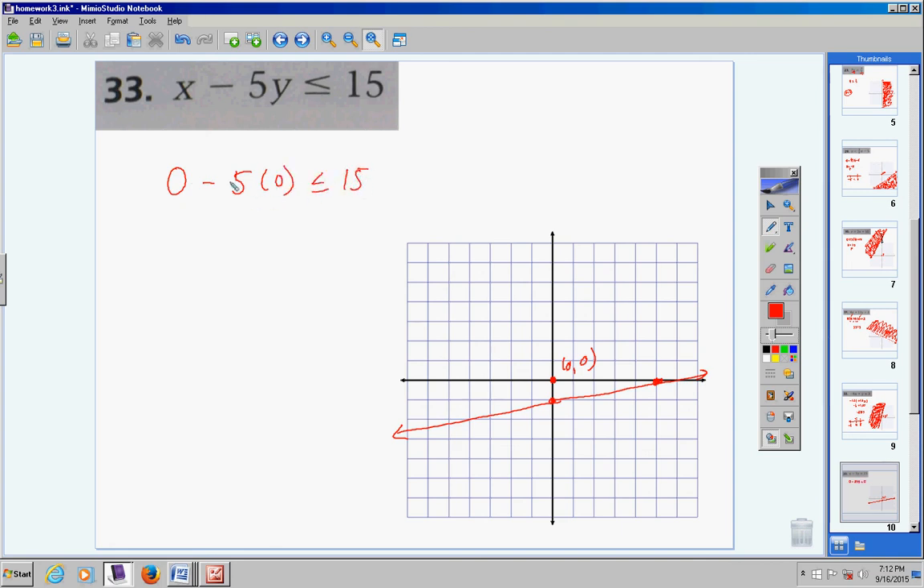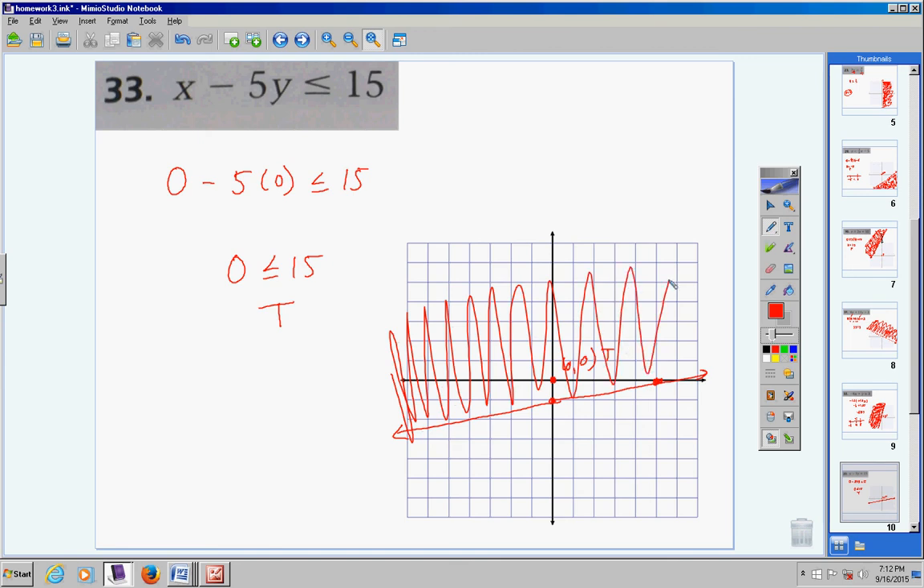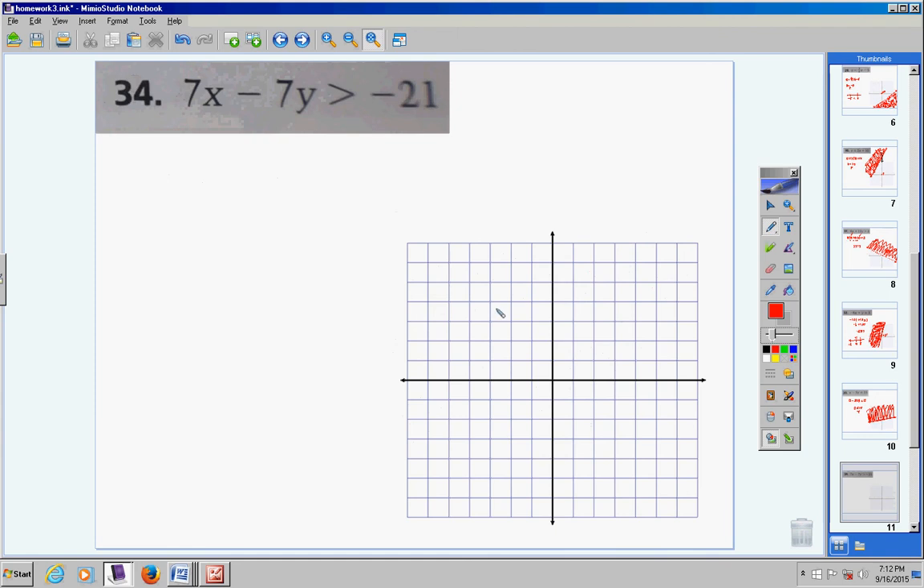5 times 0 is 0, 0 minus 0 is 0. 0 is less than 15. Well, that's true. 0 is less than 15. So this ordered pair right here is true. So we're going to shade where that point is. So all of the points that satisfy this inequality lie in the shaded region, plus on your solid line. Alright, number 34. Alright, here we go.